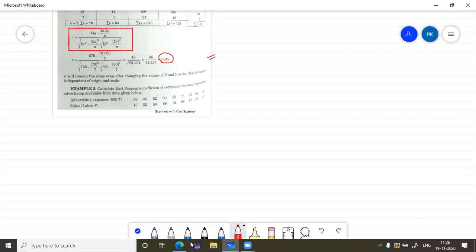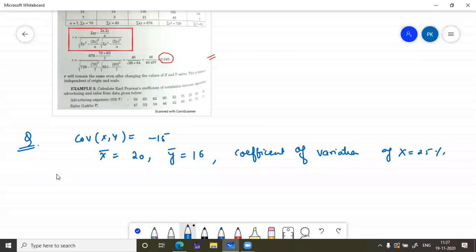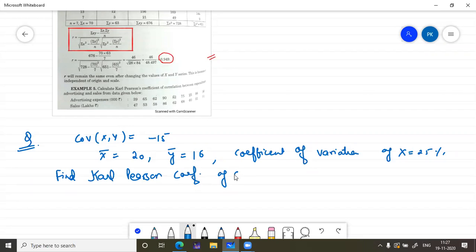Question here is, covariance between x and y दिया हुआ है -15, मीन ऑफ x दे रखा है 20, मीन ऑफ y दे रखा है 16, and coefficient of variation of x is 25%. ये दिया हुआ है, and you have to evaluate, find Pearson coefficient of correlation.